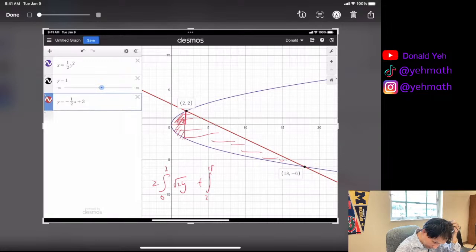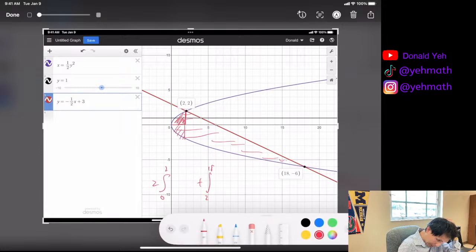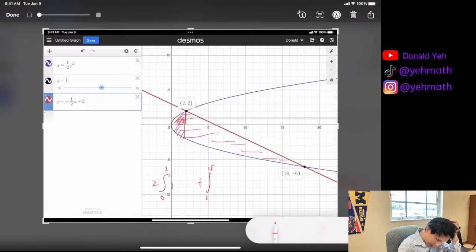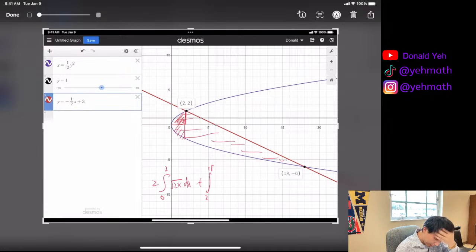So you're doing it in terms of x. You wrote down square root 2y. Yeah, okay, this is x, my bad. Square root of 2x, right? So that's gonna be 2 times that, plus from 2 to 18.